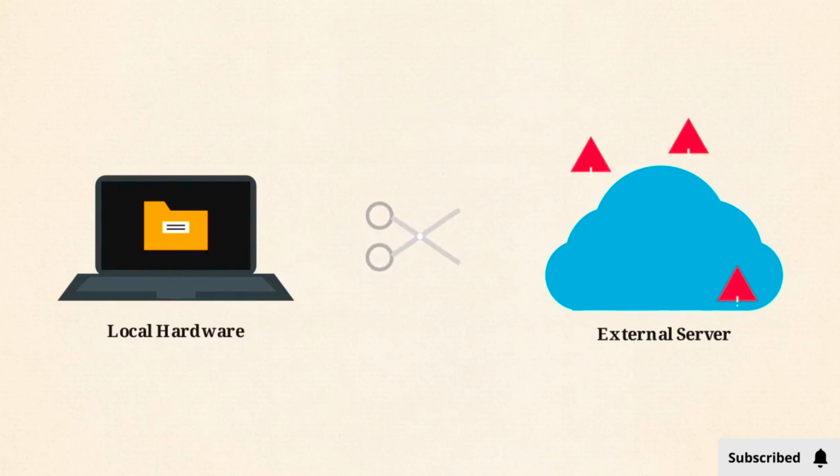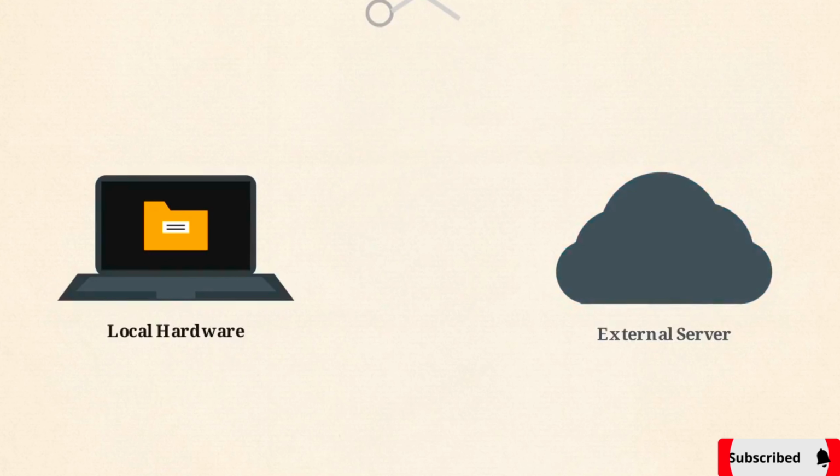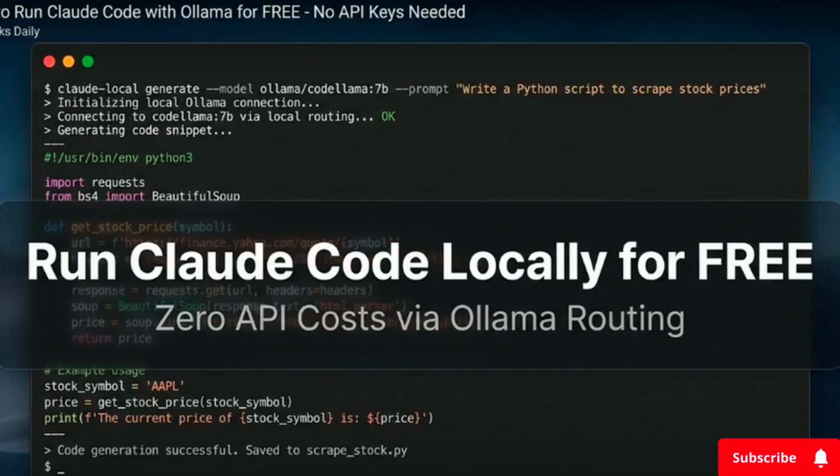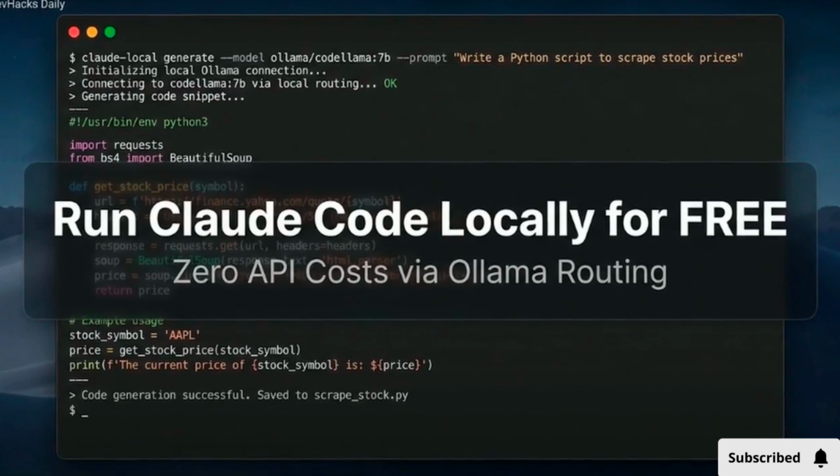The solution is to cut the cloud connection entirely. We can force the official Claude Code command line interface to run completely on your local hardware. This terminal screen shows the official agent operating successfully using an open source model. We bypass the cloud completely while keeping the core interface intact.